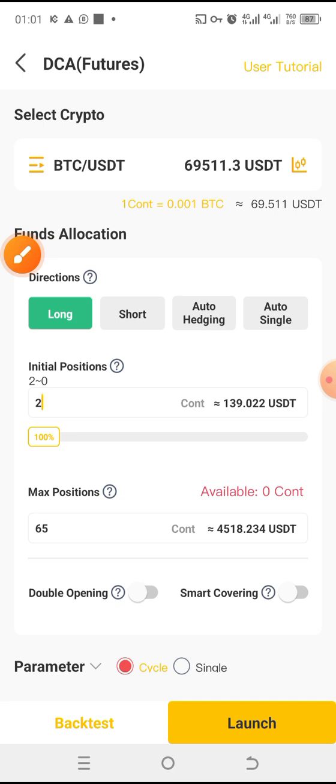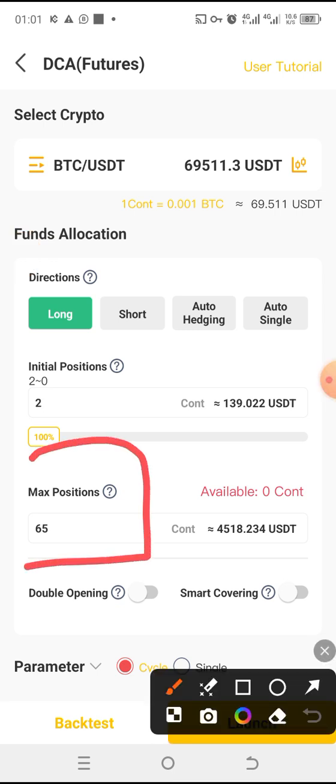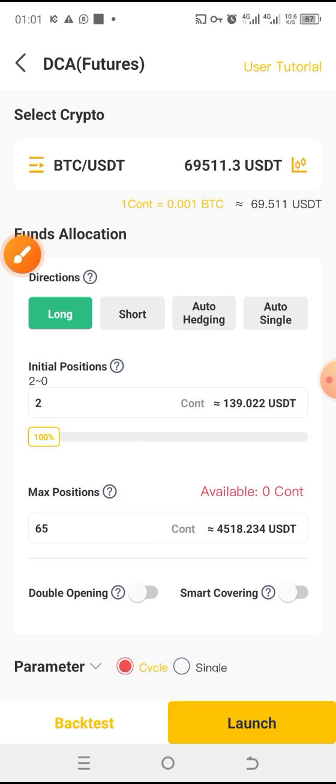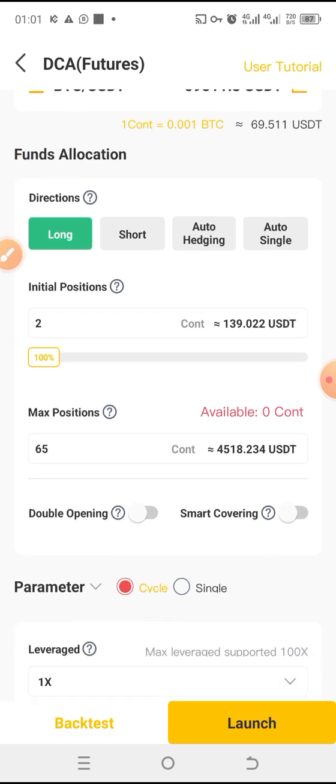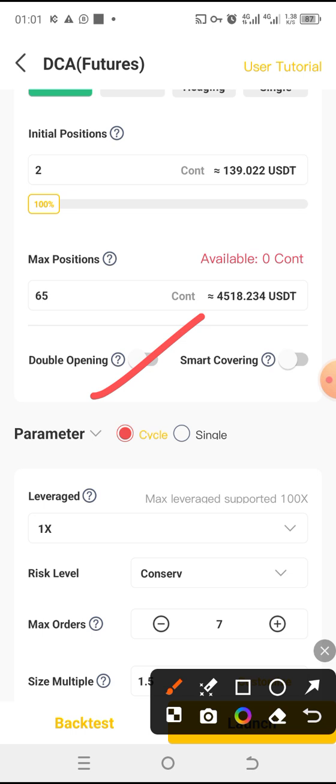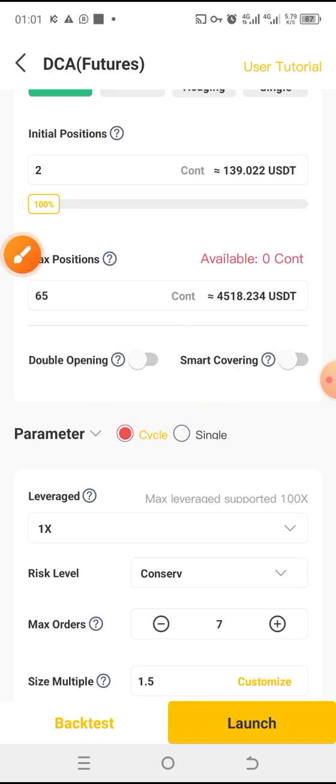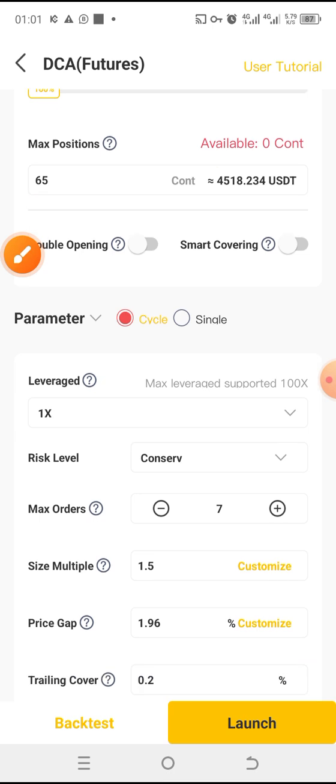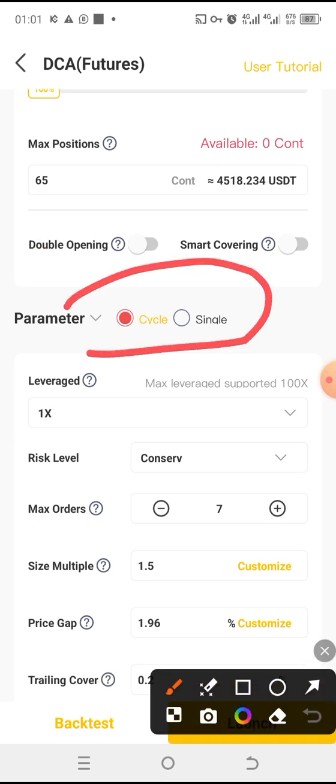Then, the major reason why I love this over the other one is because you can alter this and only trade once. Okay, this is the maximum. It will correct itself when I get there. Then double opening. You don't want to do double opening. Smart covering. You might not disturb yourself about smart covering. Let it just buy. Then we have cycle or single.